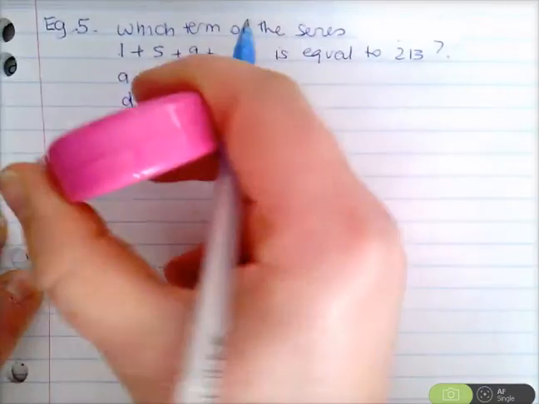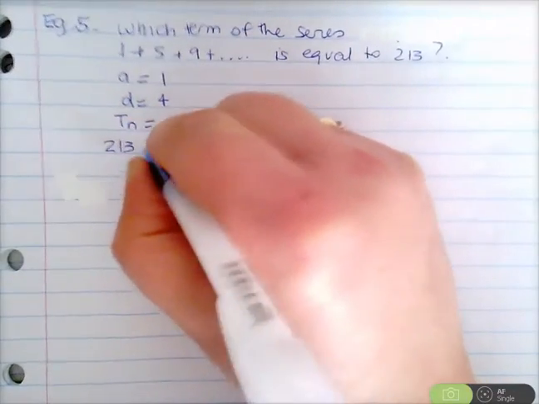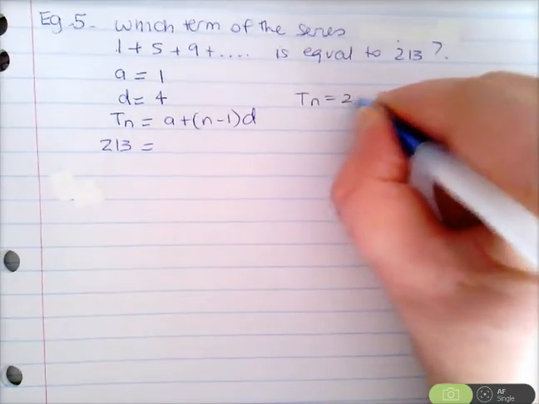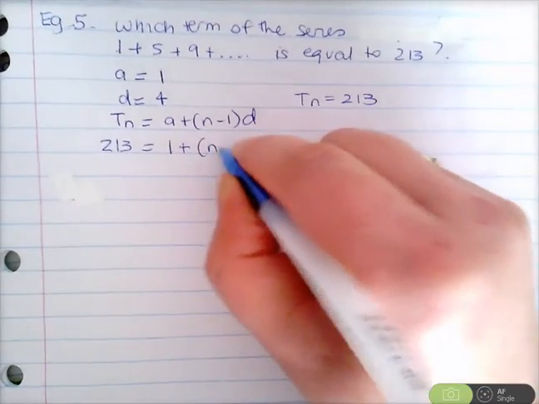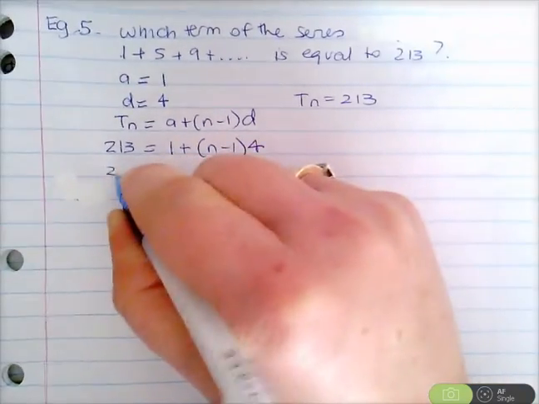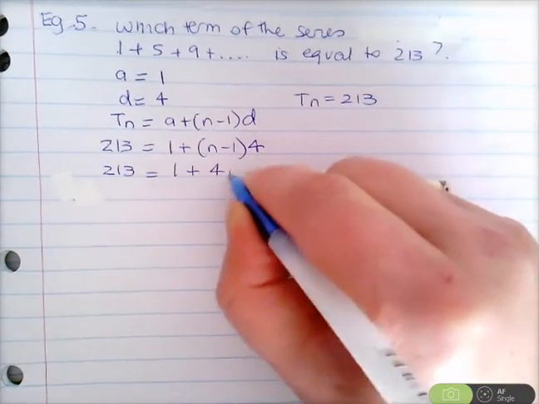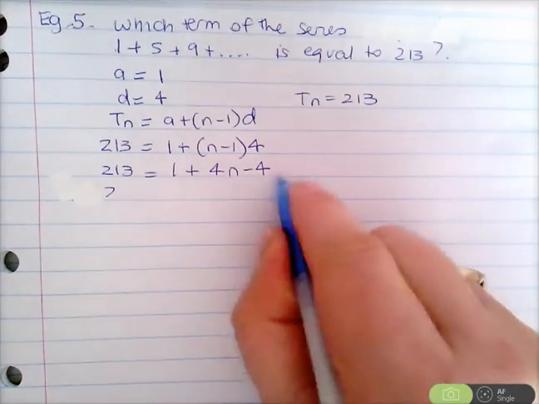So we're just looking for the term that is 213. So 213 equals a, which is 1, plus n minus 1 times 4. So 213 equals 1 plus 4n minus 4. So 1 minus 4 is negative 3.